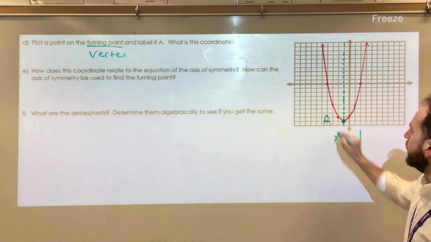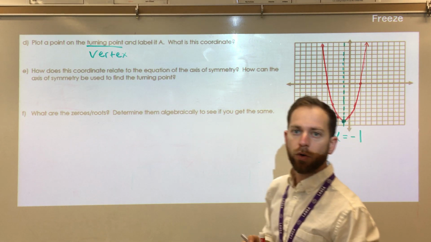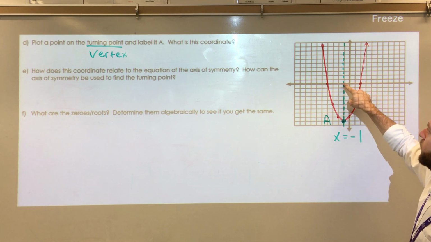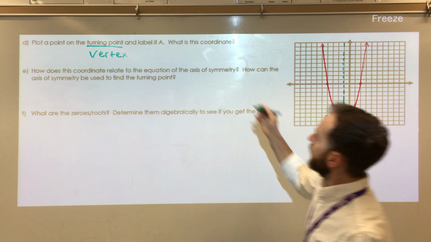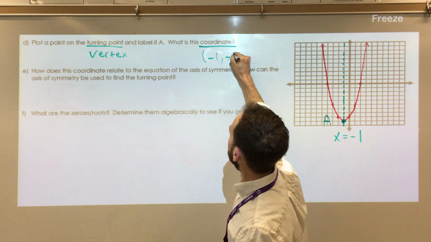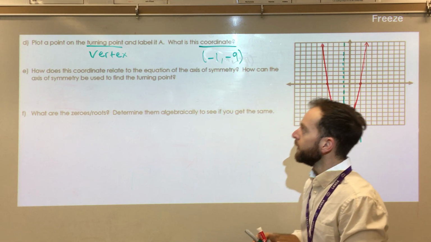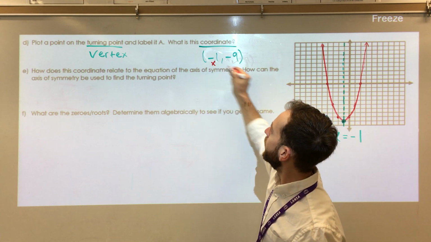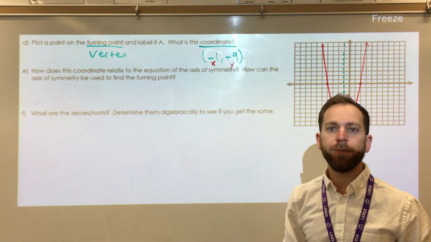That's point A. What is the coordinate? Well, if we go left 1 and down 9, the coordinate of the vertex would be negative 1, comma, negative 9. Our x value is negative 1, and our y value is negative 9.